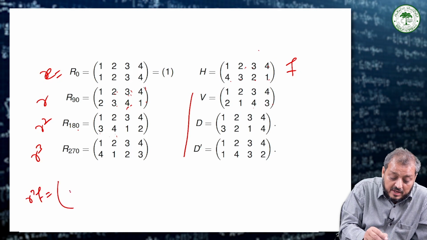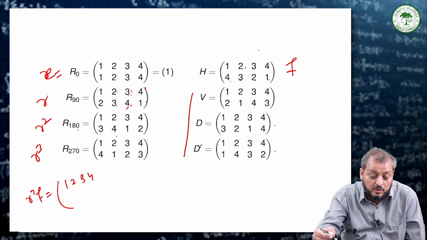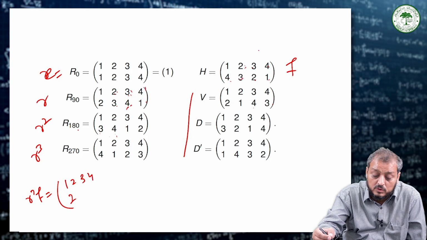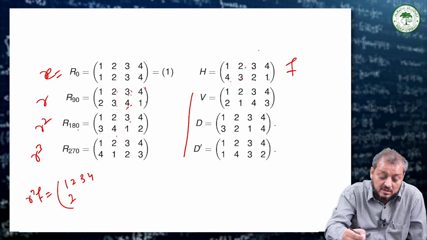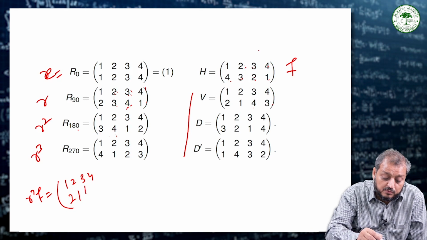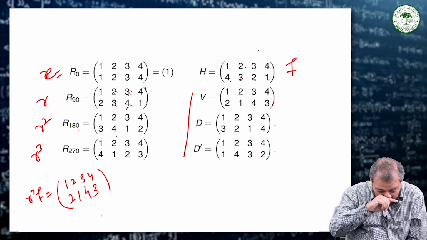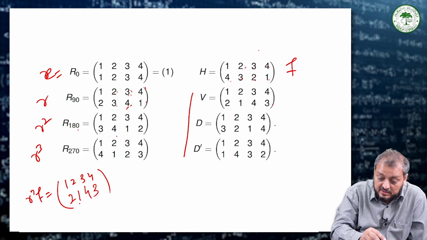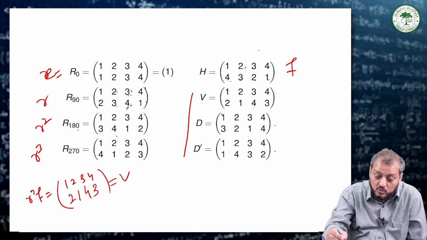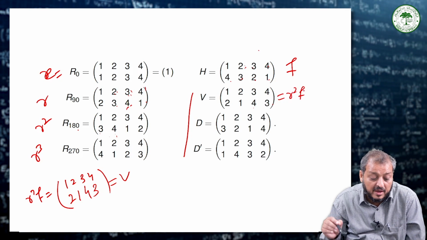R square F is equal to 1 2 3 4. So we have 1 goes to 4, and 4 goes to 2, and then 2 goes to 3, and then 3 goes to 1, 3 goes to 2, and 2 goes to 4, 4 goes to 1, and 1 goes to 3. Now you see 2 1 4 3, and that is equal to V. So this 2 1 4 3 is nothing but R square F.